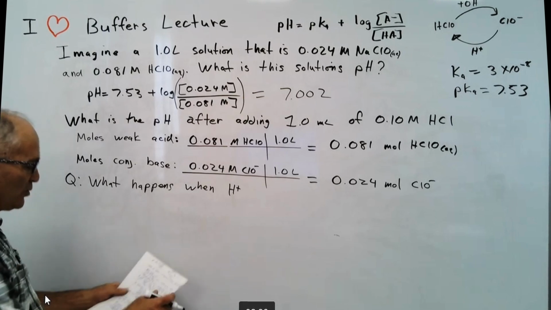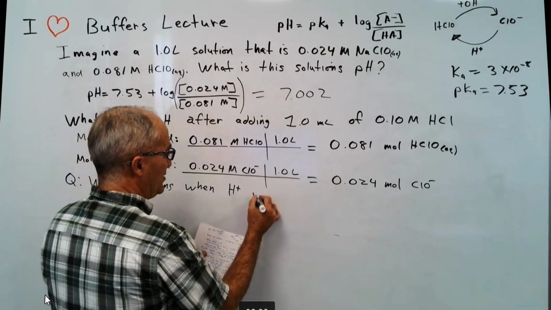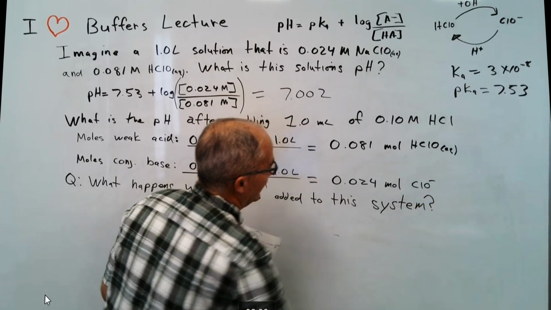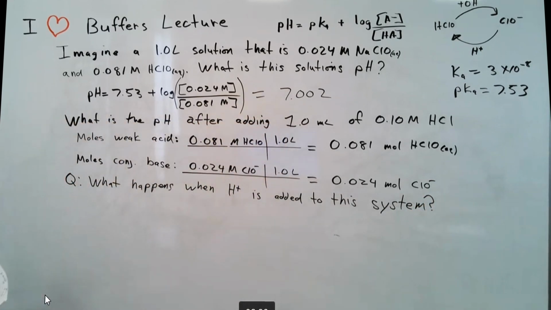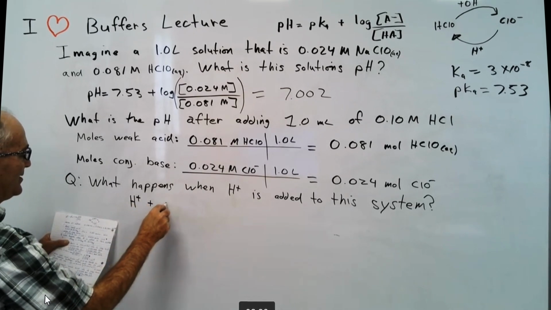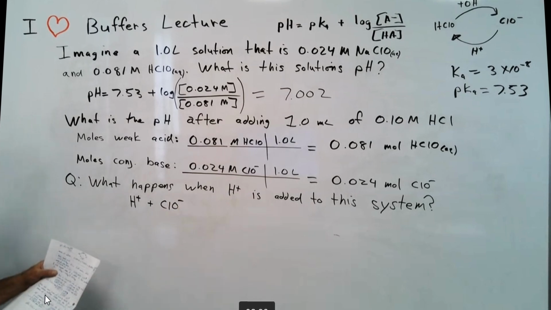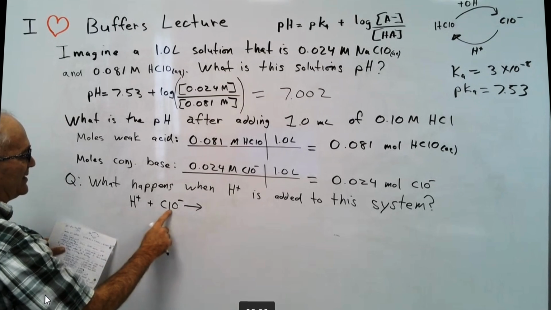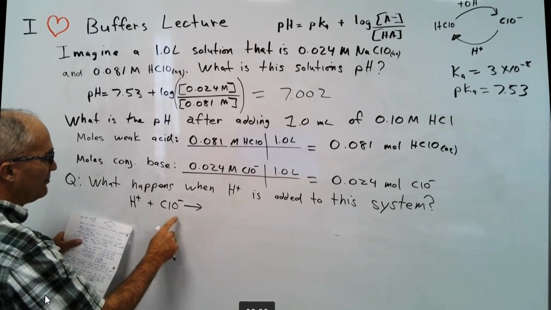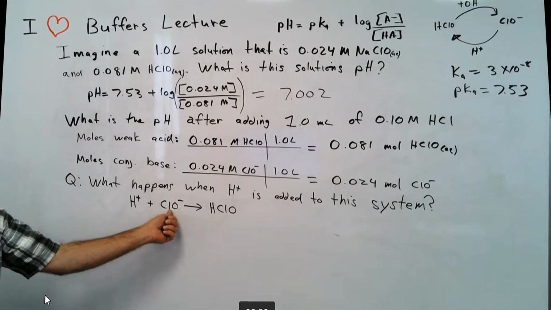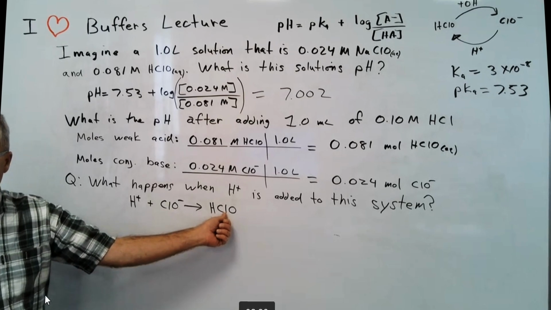So what happens when protons are added to the system? And that's what we have. We have a buffer system. Here's what I've written down. Here's a proton. Here's some conjugate base. Now this is strong acid. We say strong acid reacts completely with a weak base. So this is what happens. We take some of our conjugate base and we turn it into weak acid.